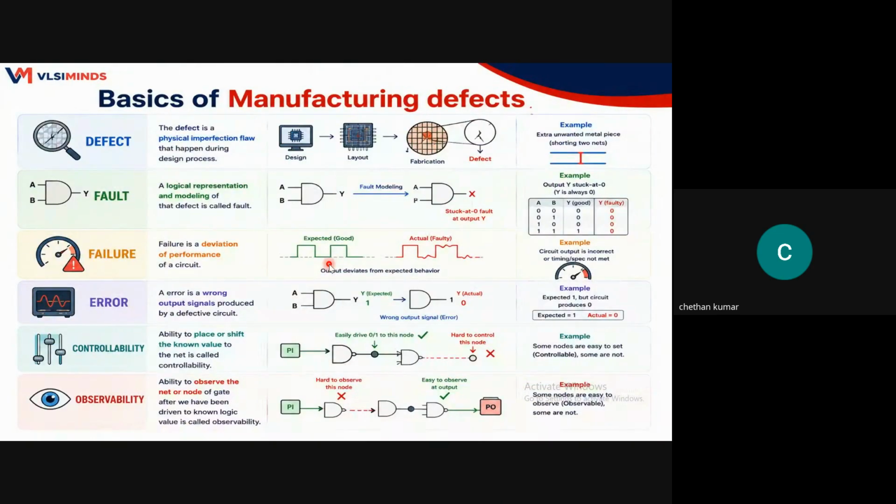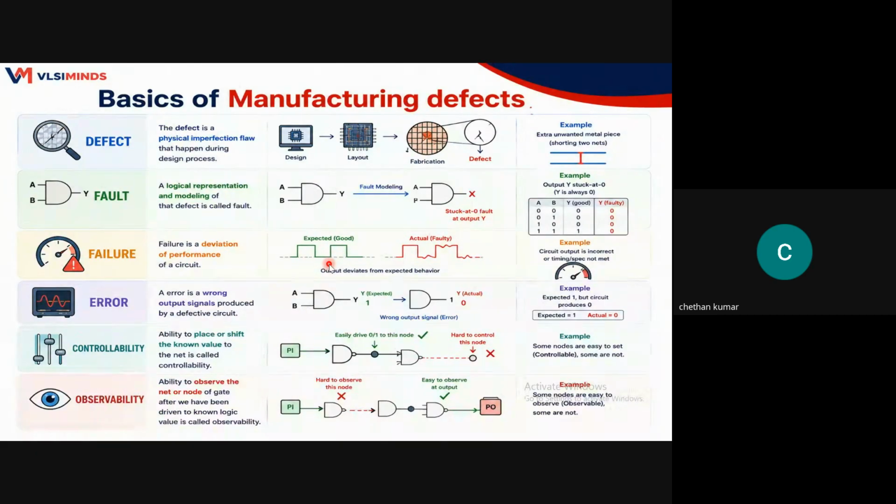Okay. So as I was telling from the beginning, DFT is used for detecting manufacturing defects. What are these defects? From where do they occur? How do they occur? What makes these defects occur? And also, because of these defects, how will my circuit or my design get affected? In this slide, I would like to explain that.